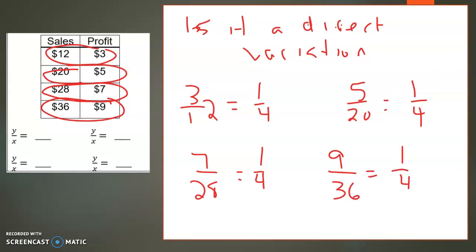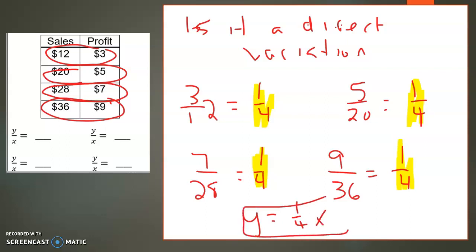So 1/4, 1/4, 1/4, 1/4. Is this a direct variation? Absolutely yes. And then the equation would be y equals 1/4 x. And that is your equation if it asks for an equation.